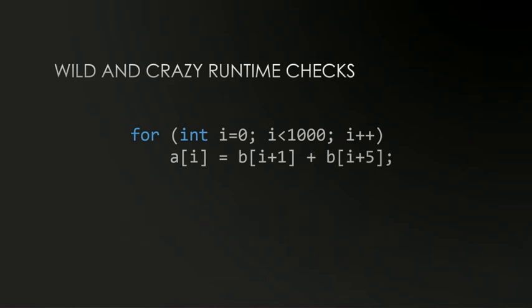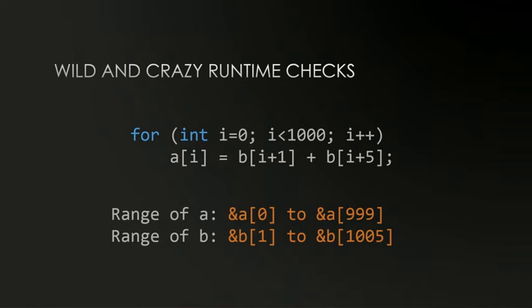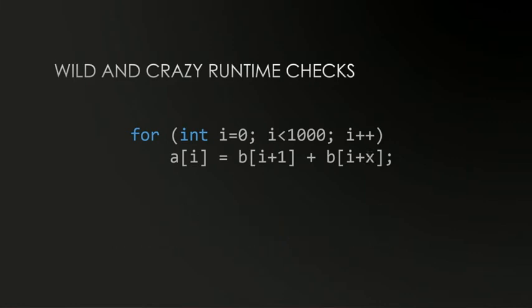What's the range here? The range of A is pretty easy. It still goes from 0 to 999. But what does B go to? The lowest access of B is right when I is 0. That's B sub 1, and the highest is when I is 1000, and the thing that we're accessing is 1000 plus 5. Which is actually wrong. That should be 1004. The maximum value of I is 999. Yeah, I put the question mark.